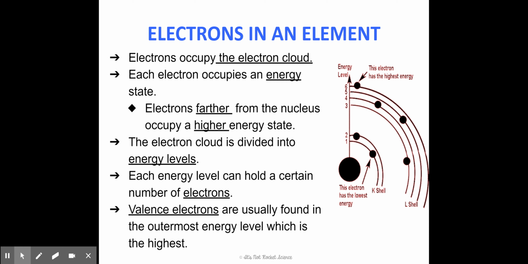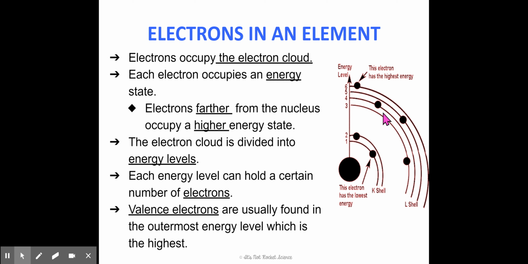Electrons in an element. Electrons occupy the electron cloud, as you know, the latest modern atomic model by Schrödinger. Each electron occupies an energy state. As you can see, there are 6 energy levels here. Electrons farther from the nucleus, like this one, for example, have a higher energy state. The electron cloud is divided into energy levels: 1, 2, 3, 4, 5, 6.